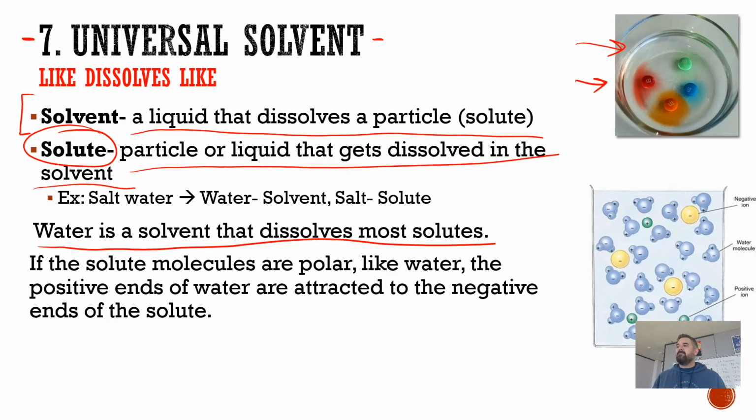What do you mean by liquid that gets dissolved? Sometimes you dissolve liquids into other liquids. Like if I were to take hydrochloric acid and put it in water, the hydrochloric acid is dissolving in the water. Another example would be salt. Salt is going to be solid, and when you put it in water, it's going to dissolve or ionize, which we'll discuss very soon.